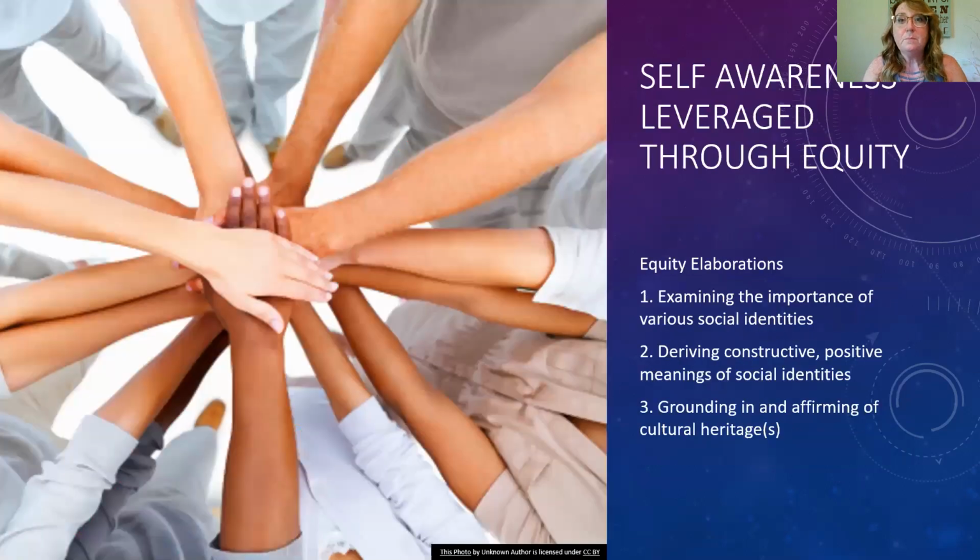When we think about self-awareness and really looking at it through the lens of equity, we talk about examining the importance of various social identities, deriving constructive, positive meaning from social identities, and really being grounded and affirming in our own cultural heritage and allowing and accepting of others who are coming from diverse cultural heritages, and being curious and interested instead of afraid and judging.